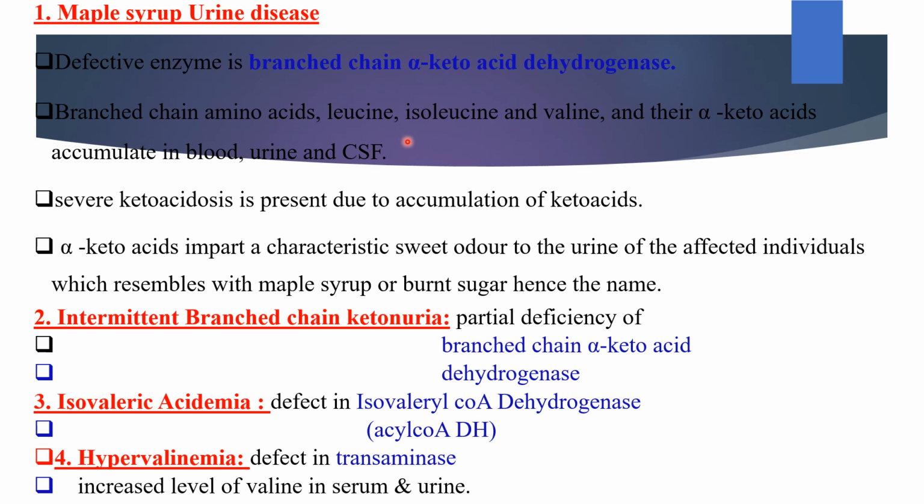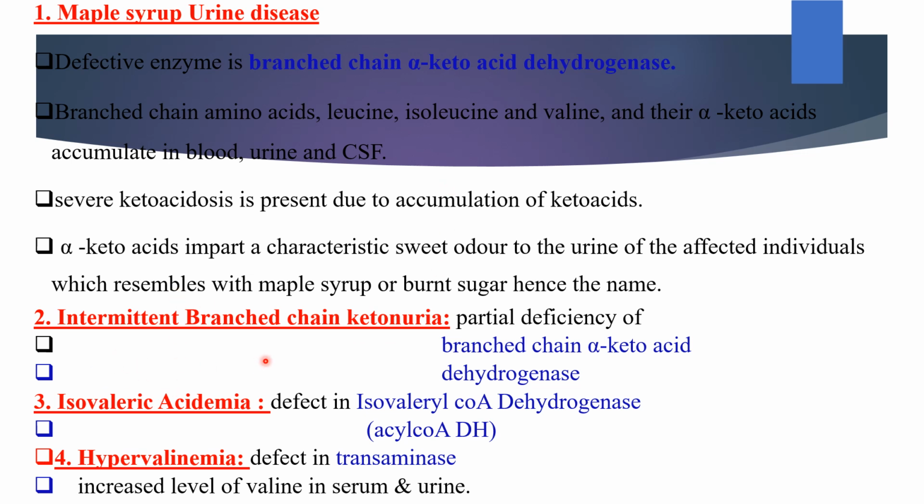Due to the accumulation of these alpha keto acids, a characteristic sweet odor is imparted to the urine of the affected individual, and that's why the smell is like burnt sugar or maple syrup. That's why the name has been given to the disease as maple syrup urine disease.